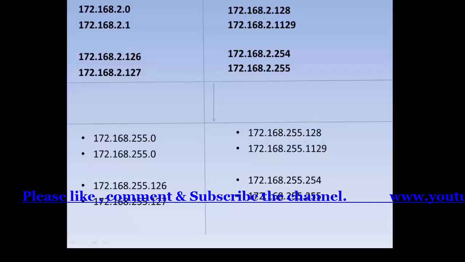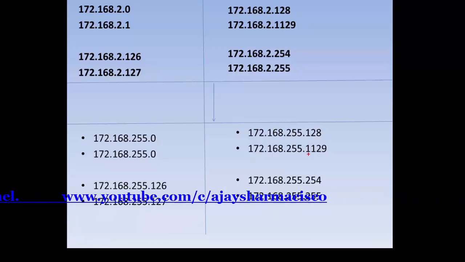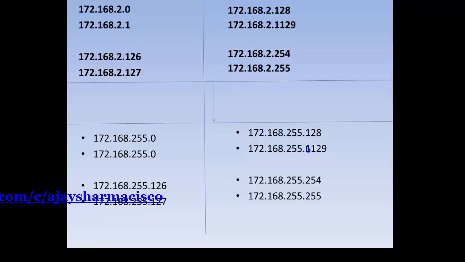Oh, whiteboard. Okay, so I'm just going to erase it. Okay, so the very last block value will be this: network ID, valid IP range, and the broadcast IP. Now you can see my third as well as fourth octet have become fully saturated.